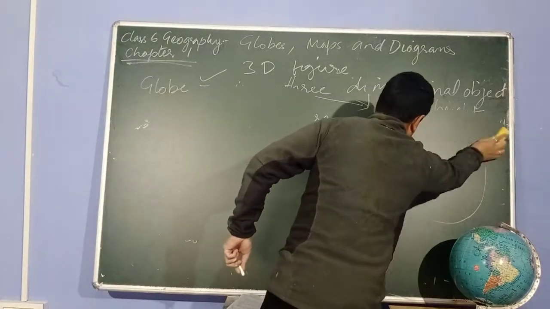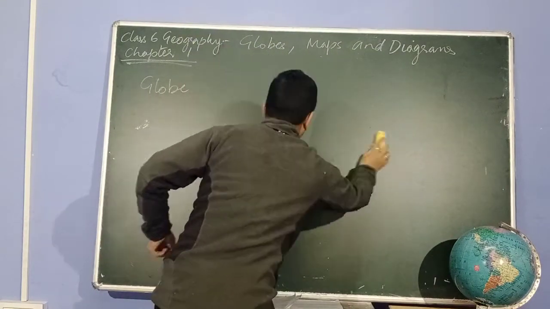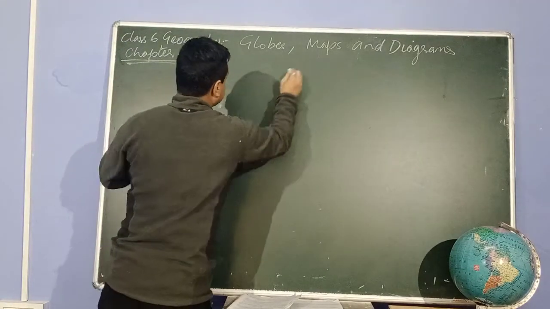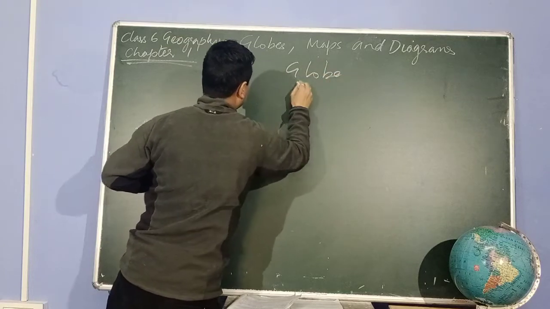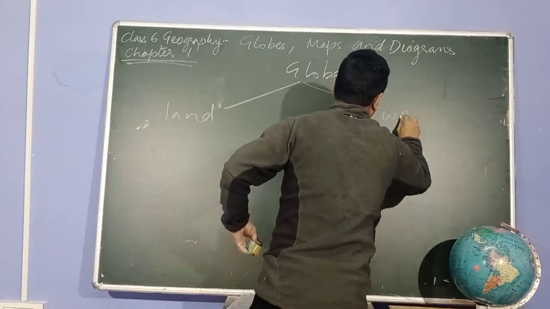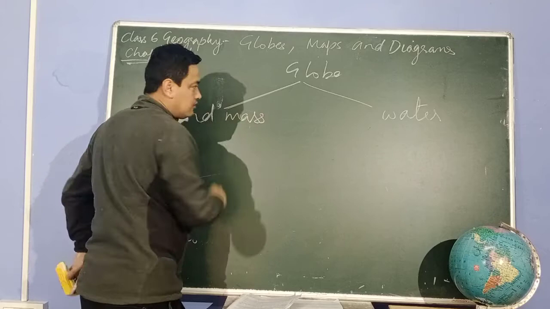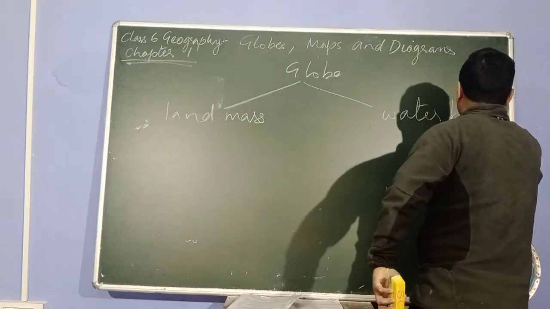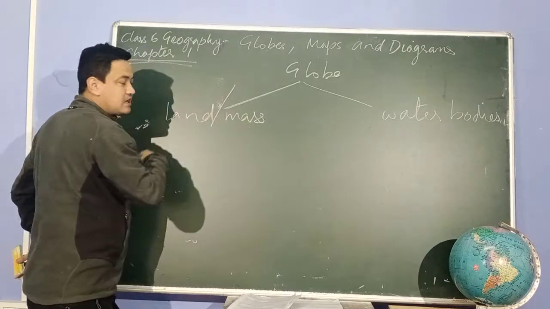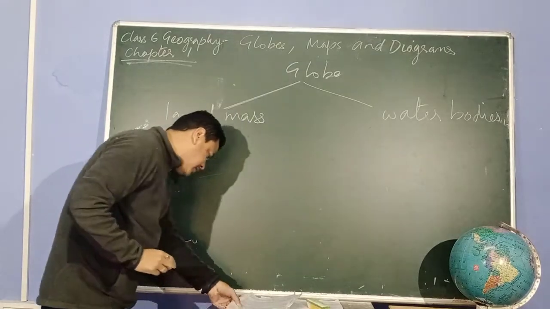So a globe has got land as well as water bodies. A globe has got two things. Okay, I'm writing on the blackboard. A globe has got two things: land and water. So this is called landmass. This is called water bodies. Are you getting my point? So I'm writing so that you can understand what it means. It means landmass, water bodies.